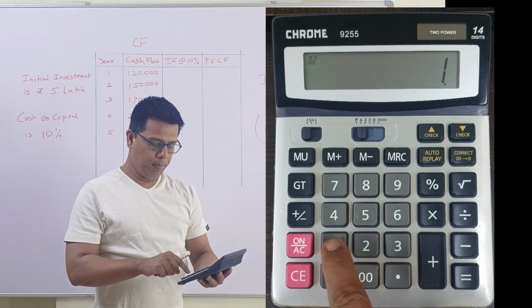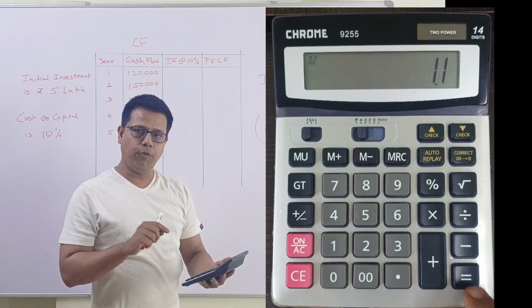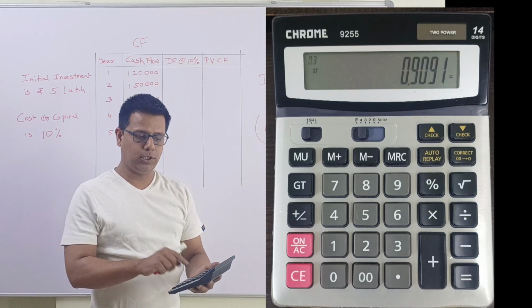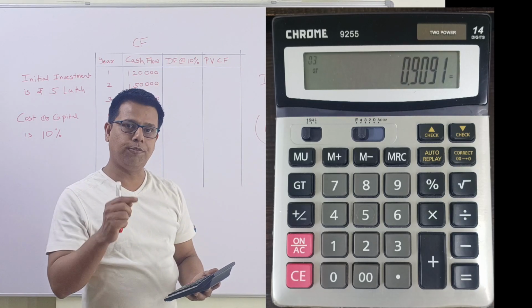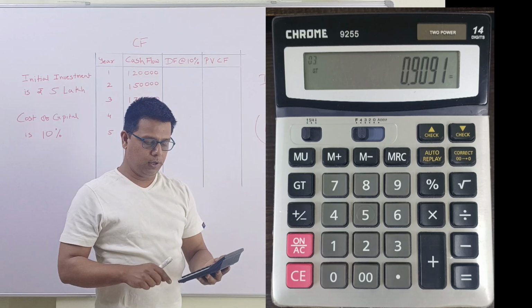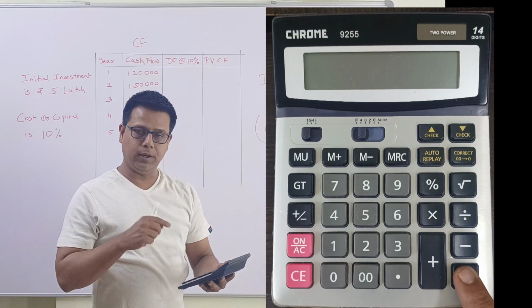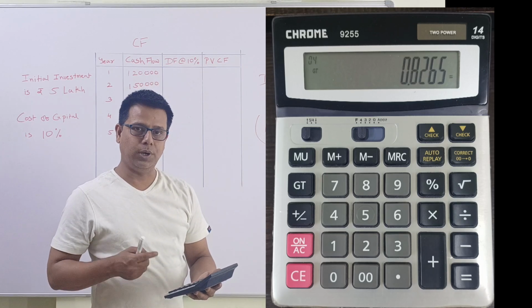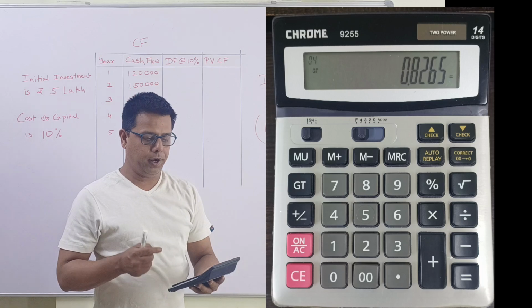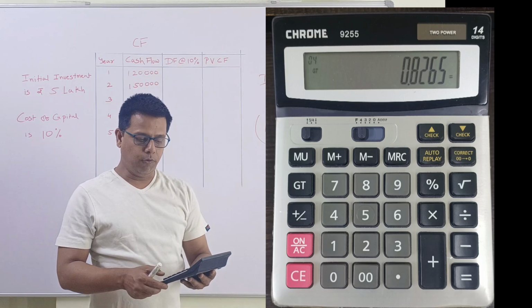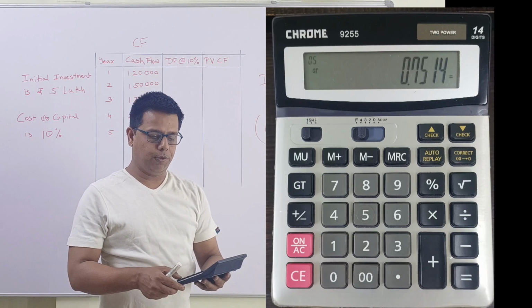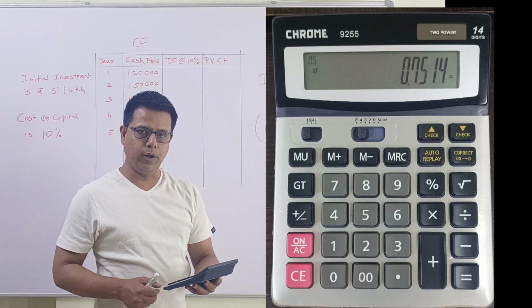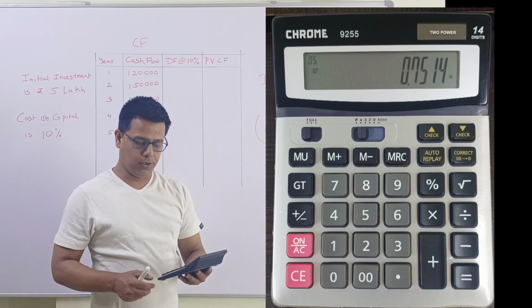by 1.1. Now when we press the equal to button, we get the value, that is 0.9091. This is for the first year. Now when we press the equal to button for the second time, we get the value for the second year. So DF for the second year is 0.8265. Now when we press equal to button for the third time, we get the answer 0.7514. This is the DF for the third year.